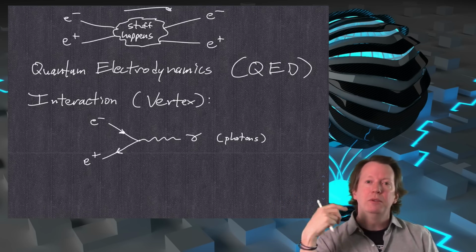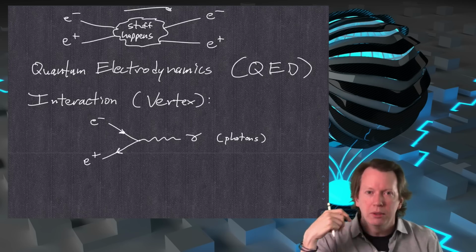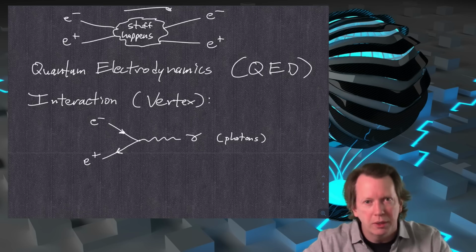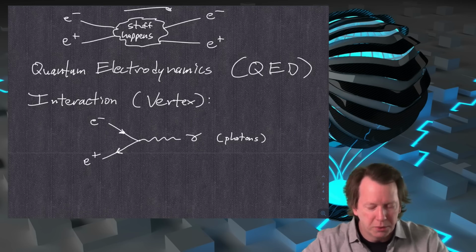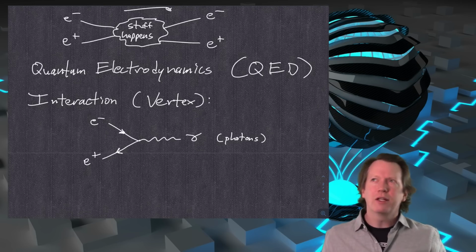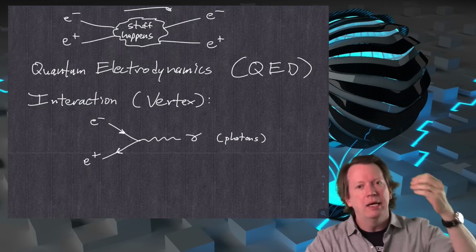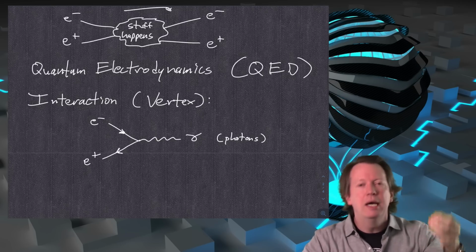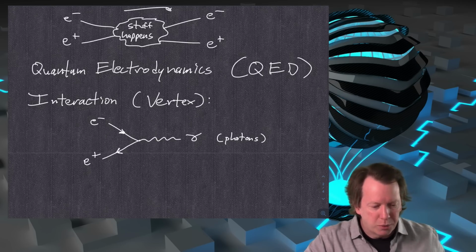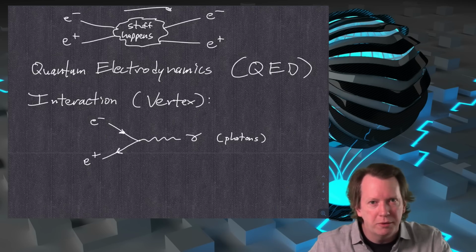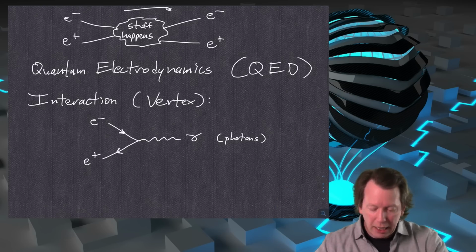So these arrows do not represent the direction of motion of the particles. They represent the flow of this quantity called electronness, which, by the way, no one ever uses the word electronness, but the closest you'll get is something called fermion number. And we'll talk about what that means, but electrons are fermion number +1, positrons are fermion number -1. Okay, and this is the fundamental interaction from which we will build all of our quantum electrodynamics diagrams.